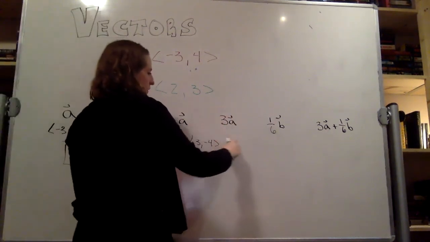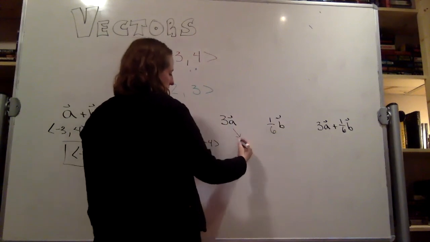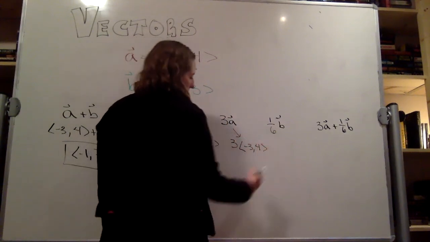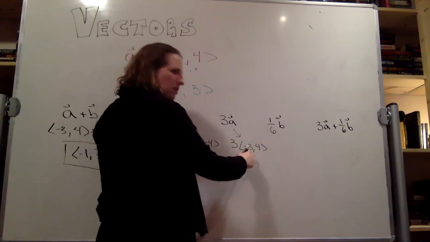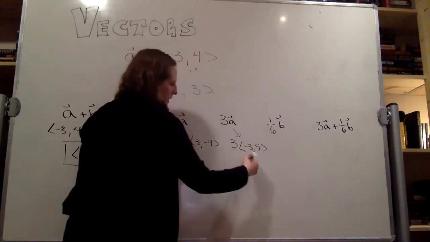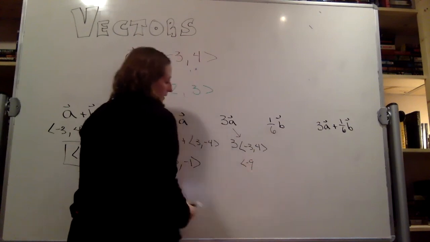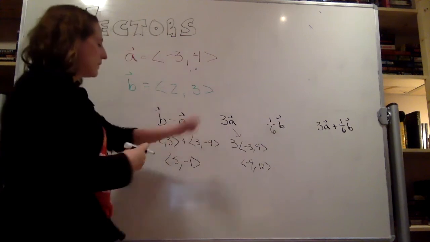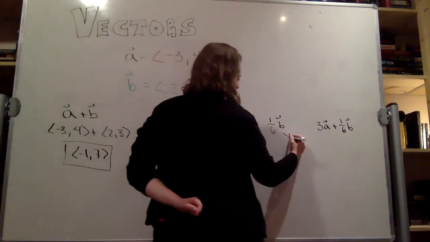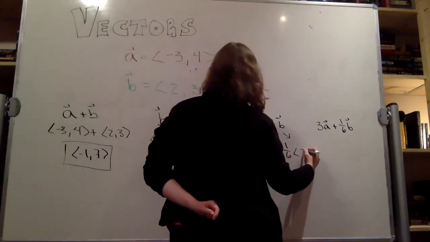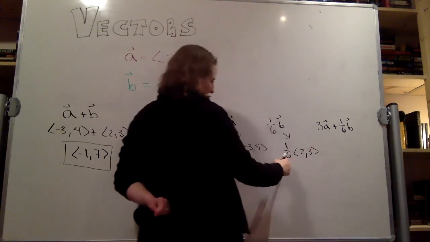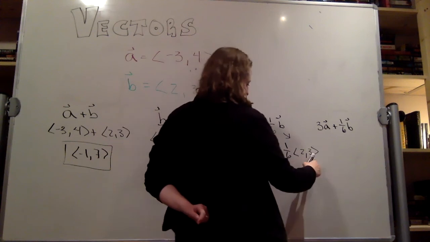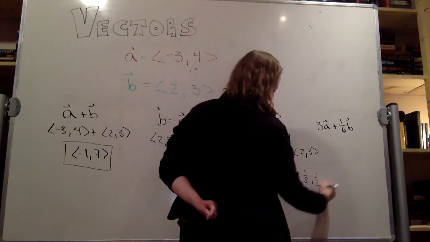All right, now to do 3 times A. 3 times A means I'm going to take 3 times A, negative 3, 4. But remember, scalar multiplication, I can distribute or multiply each component by our scalar. 3 times negative 3 is negative 9. 3 times 4 is 12. Now if I want to do 1/6 B, that's 1/6 times 2, 3. 1/6 times 2 is 2/6, which is 1/3. 1/6 times 3 is 3/6, which is 1/2.